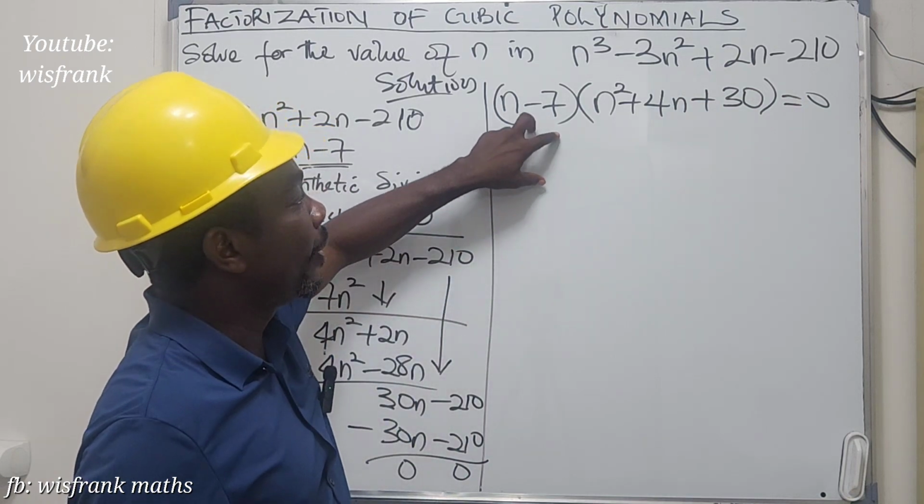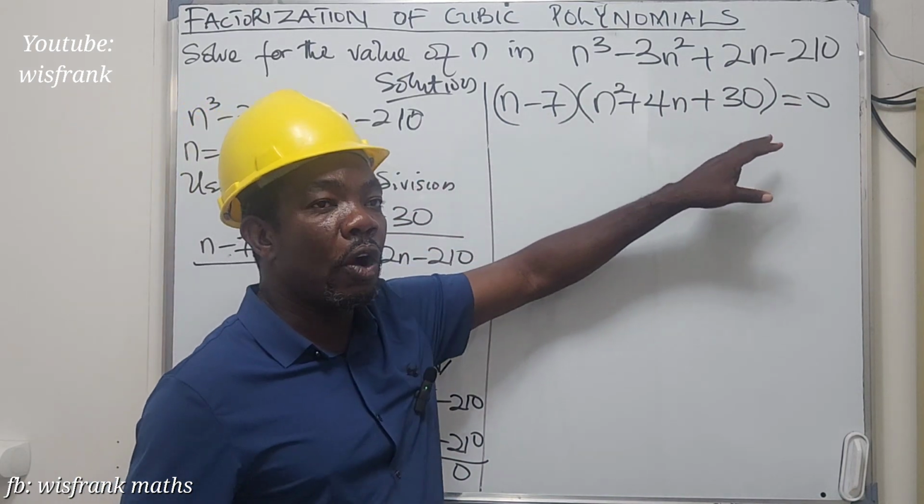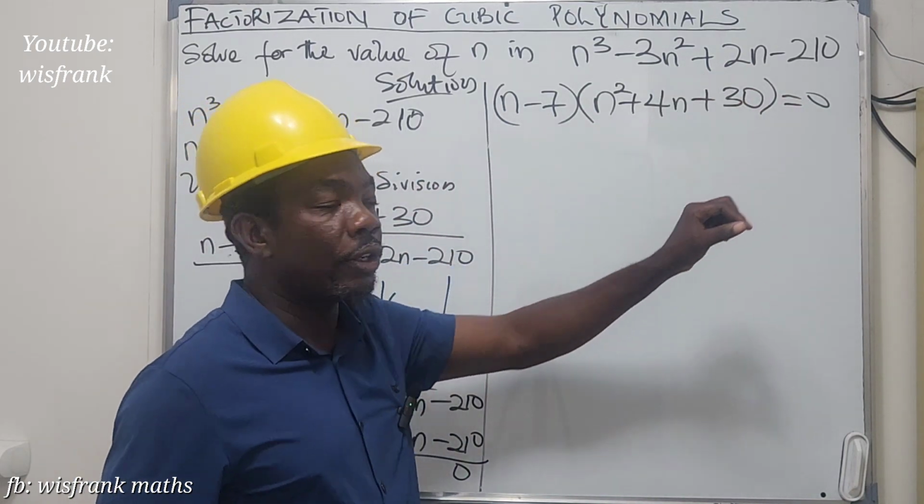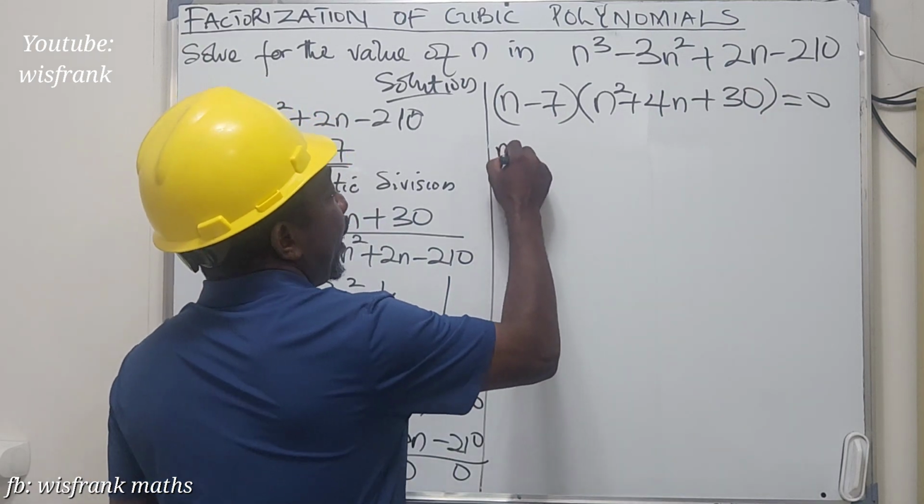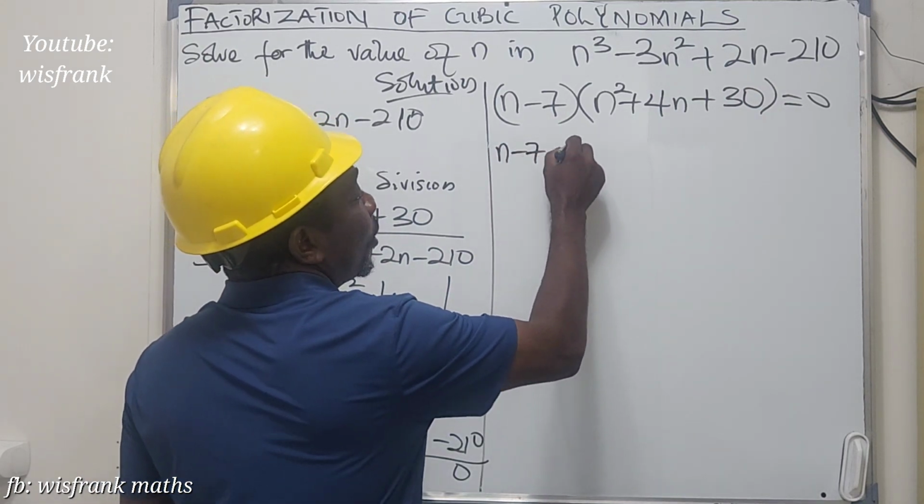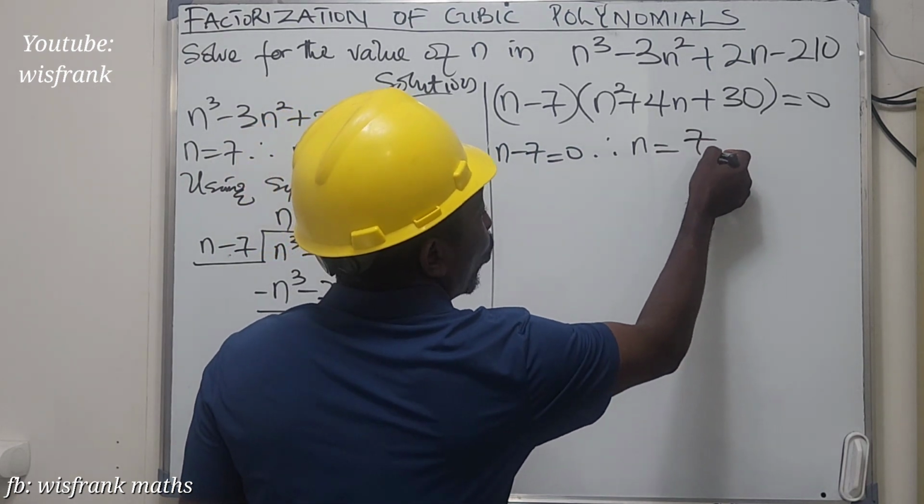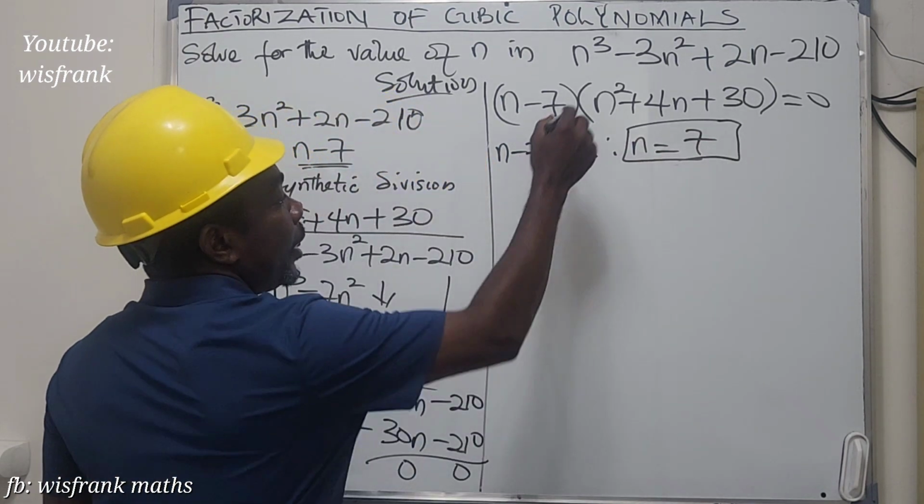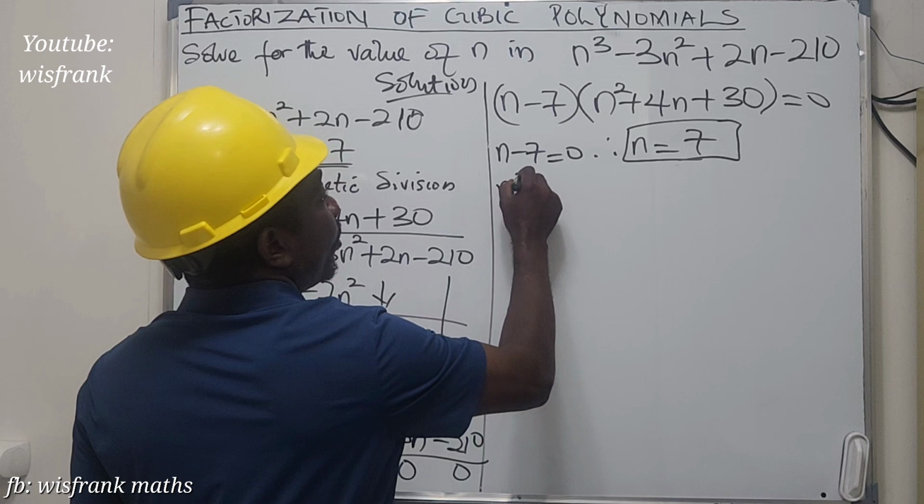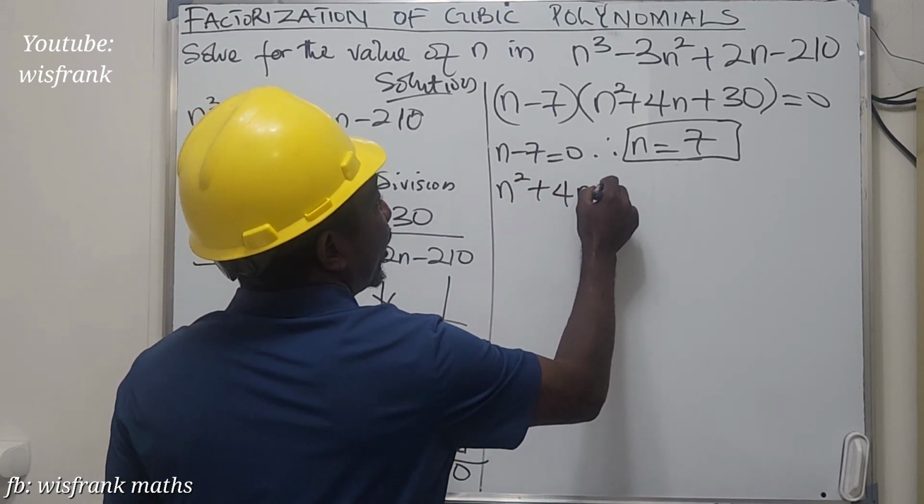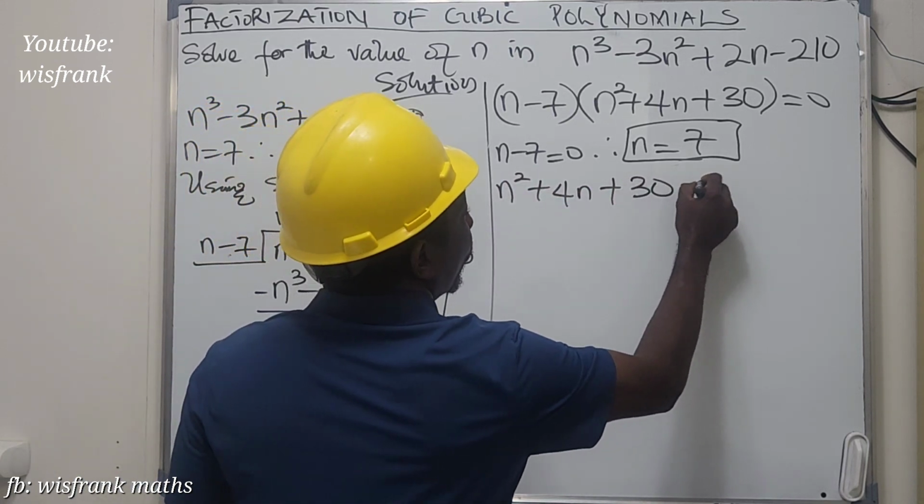So we have the first parenthesis equals 0, or the second parenthesis equals 0. For the first one, which is n minus 7 equals 0, therefore n equals 7. So we have gotten this. The second one is n to the power of 2 plus 4n plus 30 equals 0.